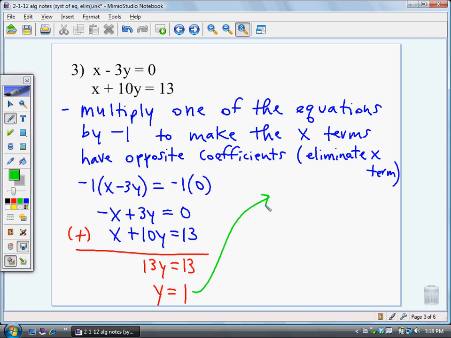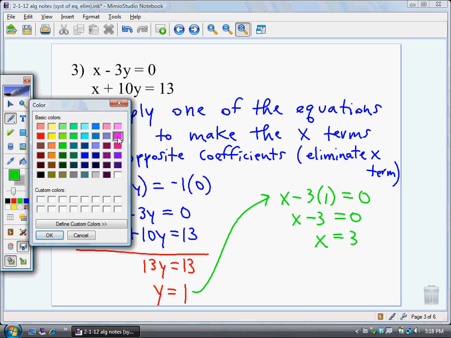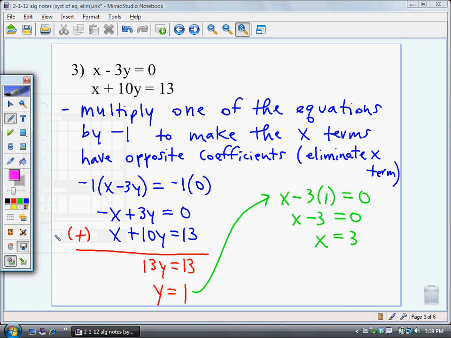Go back into the original equation. Always stick it into one of the original equations. I'll put it into the first one. It doesn't really make any difference. x minus 3 times 1 equals 0. So x minus 3 is equal to 0. x is going to equal 3. And so your solution would be (3, 1).